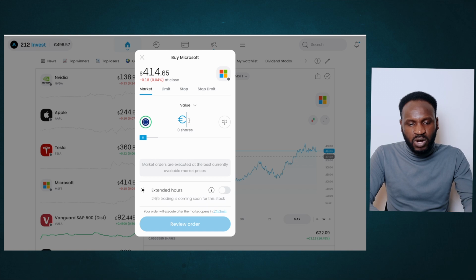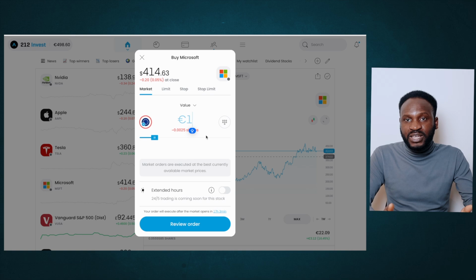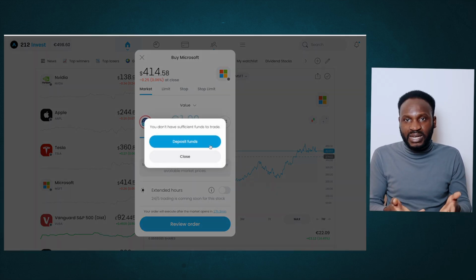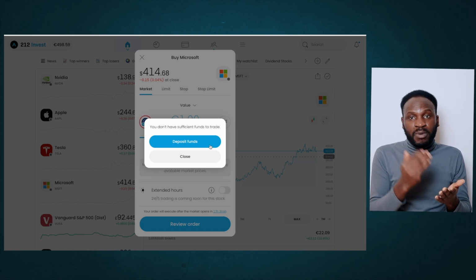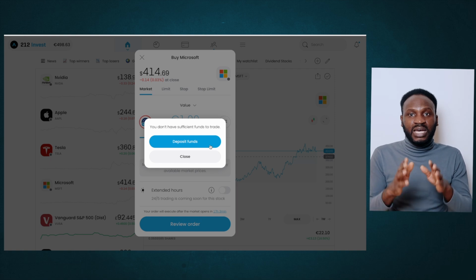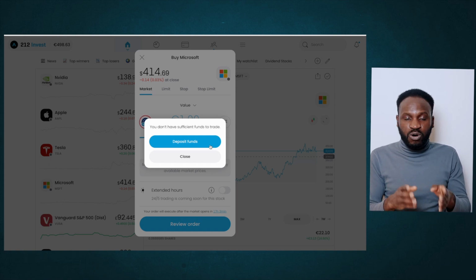So let us say I enter €1 here, and it's going to show this to me. All I need to do now is click on review order, and it's going to tell me to place the order immediately and show me the amount of money I'm paying and the tax that I'm paying. I want to let you know that the commission on this order is completely free. On Trading212, they are not charging you anything.